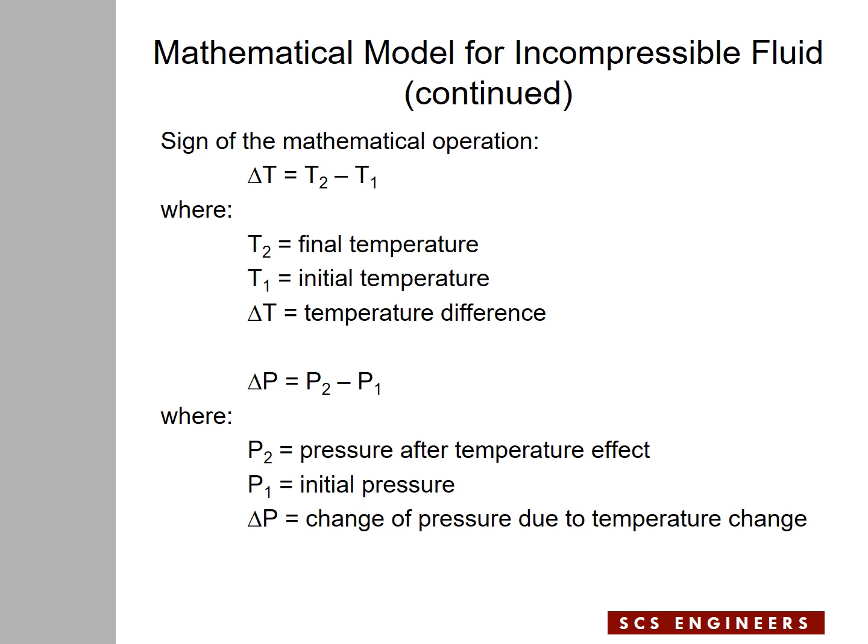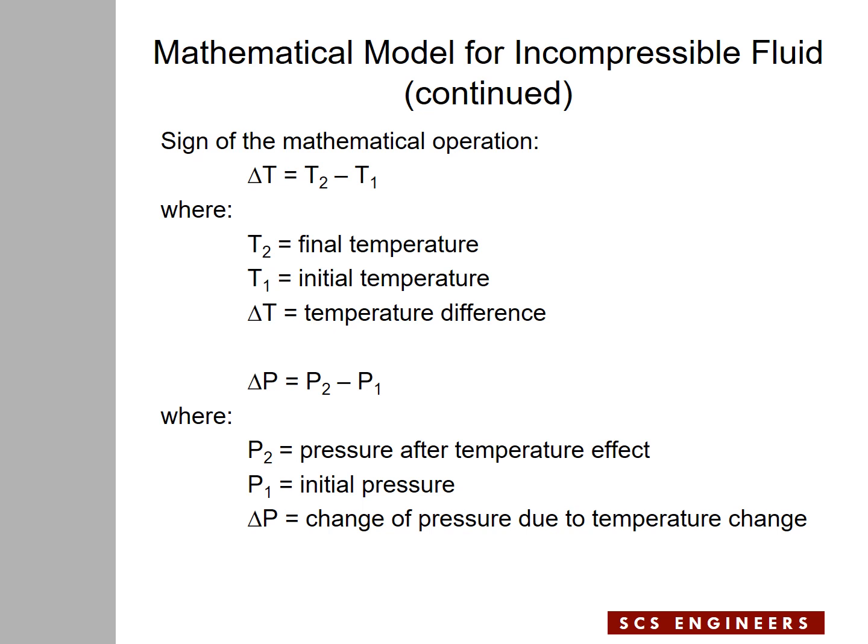Since pressure and temperature can go either way, up or down, we have to define some mathematical sign for our mathematical operation. Delta T is defined as T2 minus T1, which is the final temperature minus the initial temperature. If the temperature during the test goes up, so T2 is greater than T1, delta T will end up being a positive number.